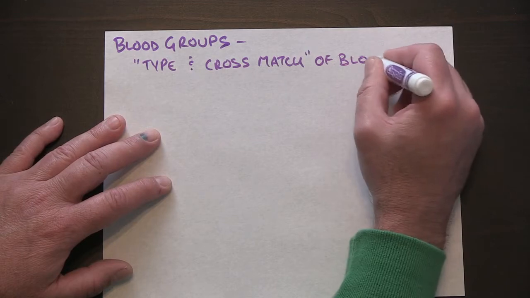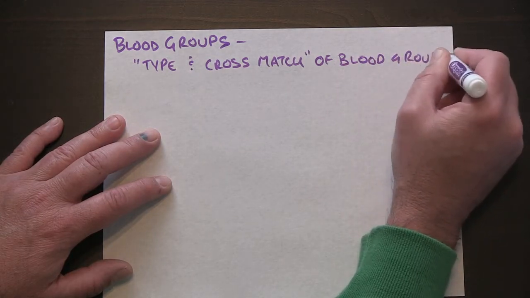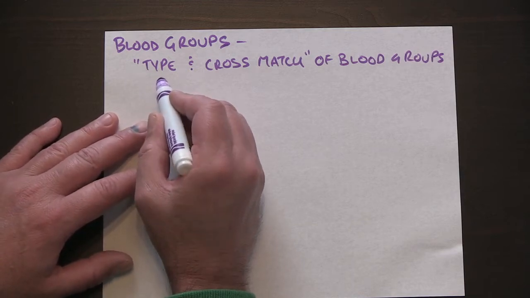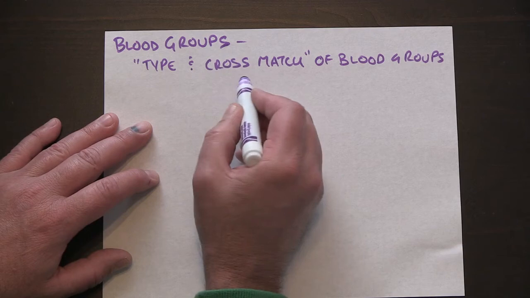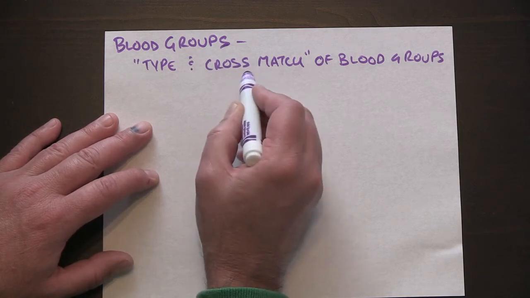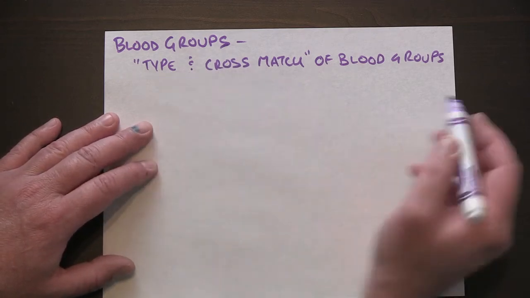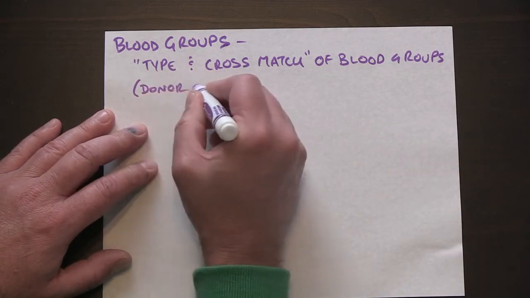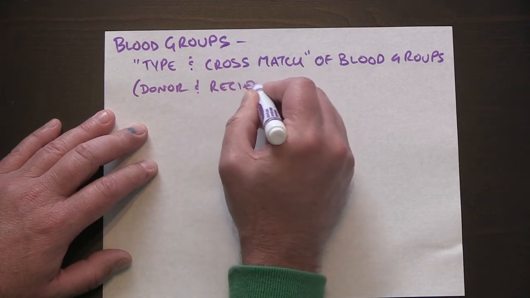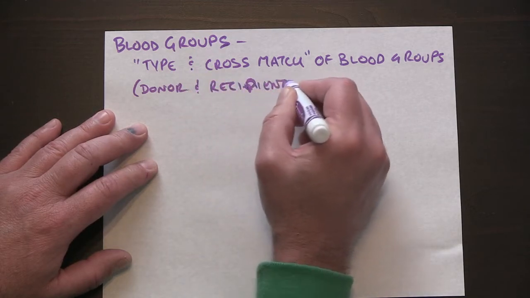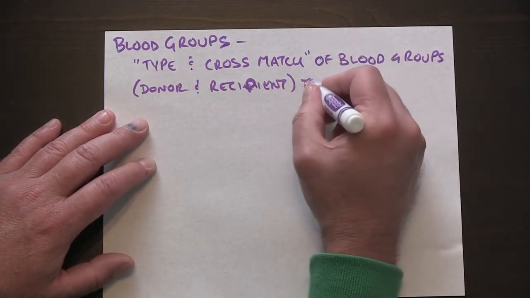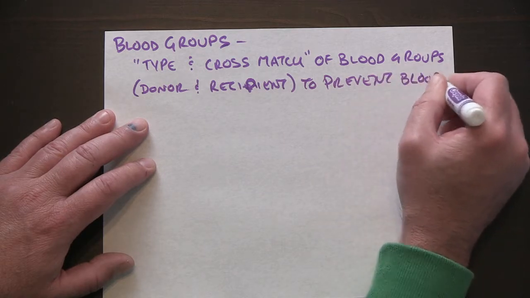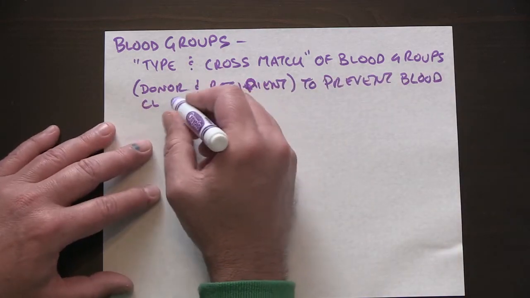Of these blood groups, you figure out that if you have a patient who's going to have surgery, you would type their blood and then take a little bit of the donor blood and their blood, put it together, and make sure it doesn't clump. Blood groups of the donor and recipient, to prevent blood clumping.